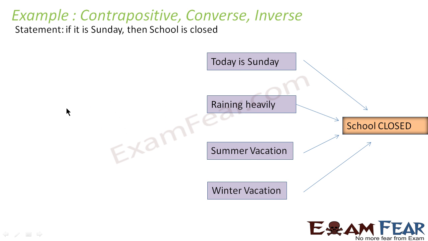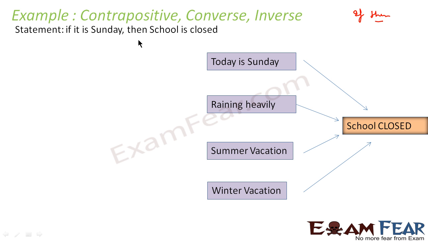So here also the statement is: if it is Sunday then school is closed. And I have added more conditions here because I wanted to prove again that it is an if-and-then statement. If it is Sunday, the school is closed. If it is raining heavily, school is closed. If it is summer vacation, school is closed. If it is winter vacation, school is closed. So here you see the statement is of this form.